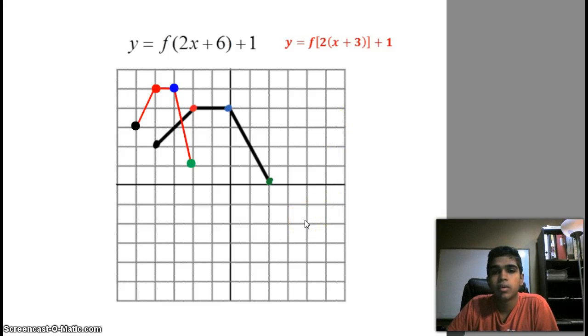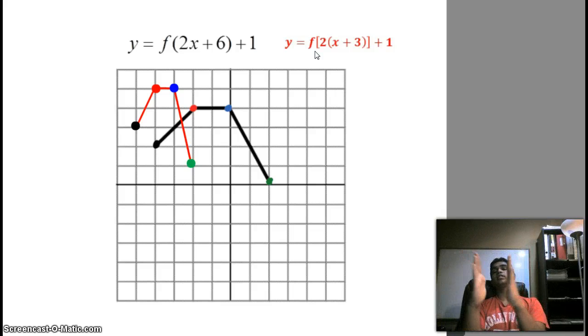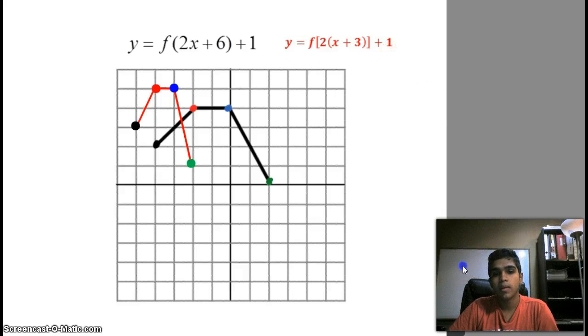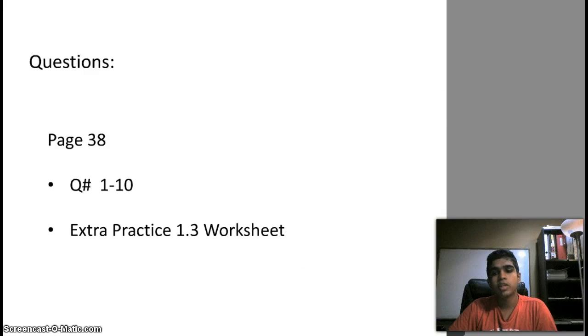That should be your new graph, how it looks, and I'll tell you the transformations that have occurred to it. The 2 value for B means that it's horizontally compressed by a factor of 2, which means it gets skinnier. The plus 3 tells that the graph has moved to the left 3 units, and the plus 1 for the K tells us that the graph has moved up 1. And that's it for combining transformations.